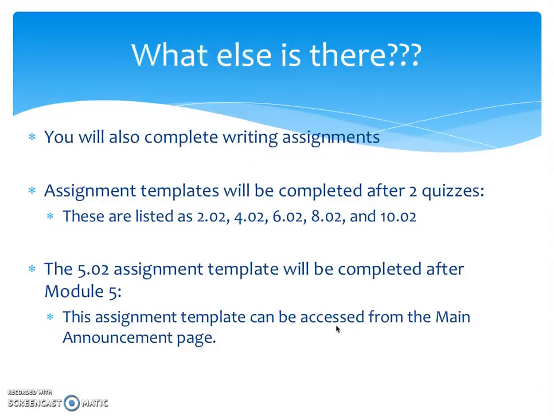So what else is there for you to complete? We talked about those templates at the beginning on the main menu and your home page. You're going to complete those assignment templates after you complete 2 quizzes. So you're going to complete Module 1 quiz, Module 2 quiz, then the 2.02 template, and then continue throughout the rest of the class. The only one that's a little bit different is 5.02, and we'll talk about that a little bit more in depth. But that template is on the main announcement page as well.